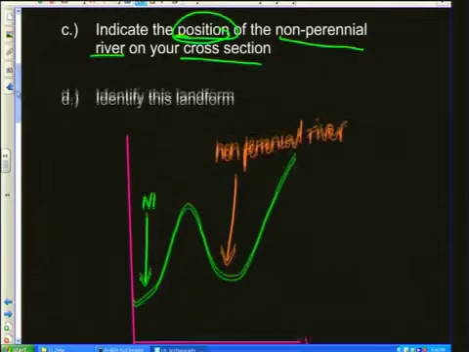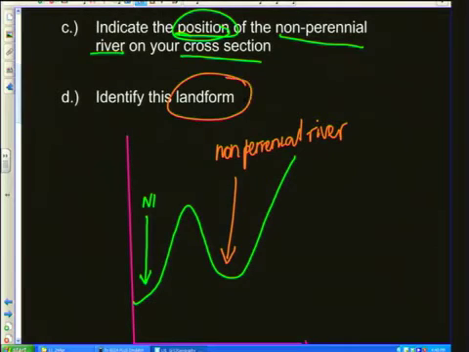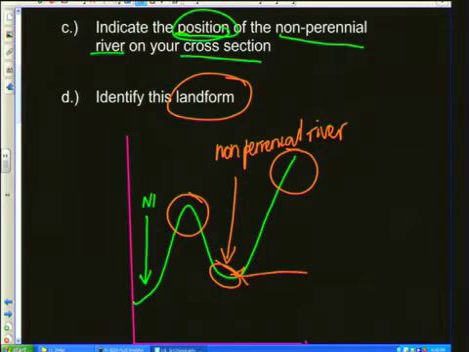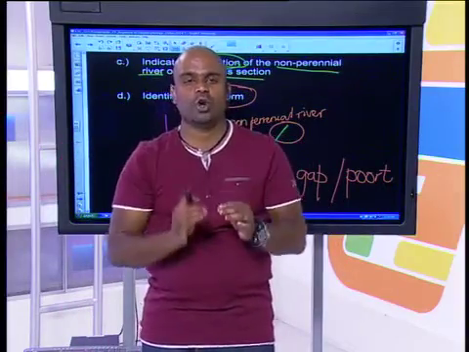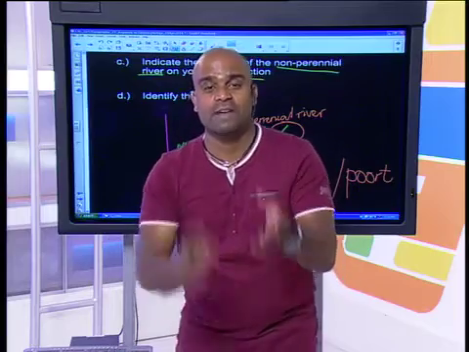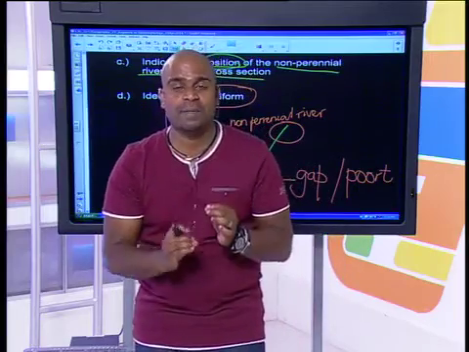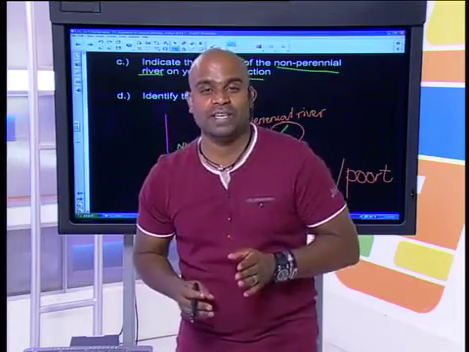Let's go further down to the next question. Identify this landform. Note, two areas of high peaks with a river or non-perennial river that flows in between. This particular landform we refer to as a gap if there is no river. In this case, there is a river flowing, so we call this a poort. And with that, we are able to understand the cross-section. So guys, this is essentially the elements of drawing and interpolating a cross-section. Firstly, to construct, you'll need a strip of paper, and then secondly, you should be able to identify the points on a map.